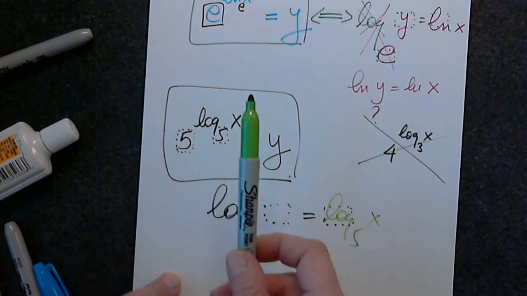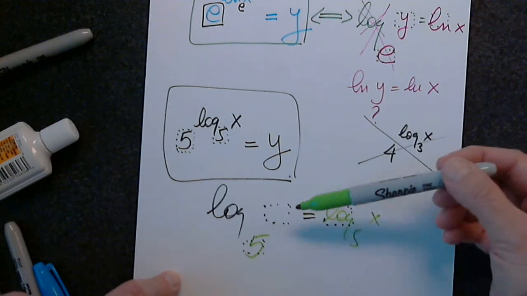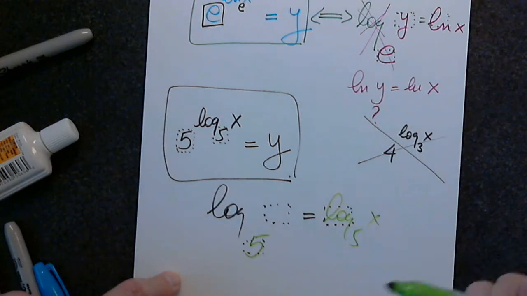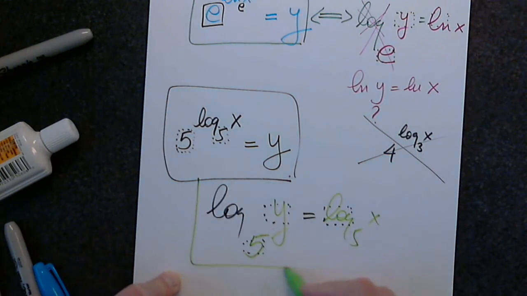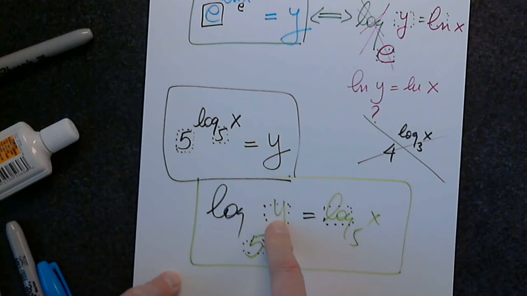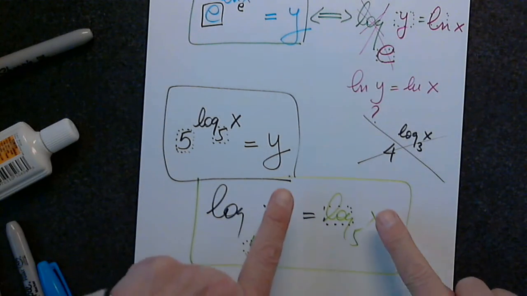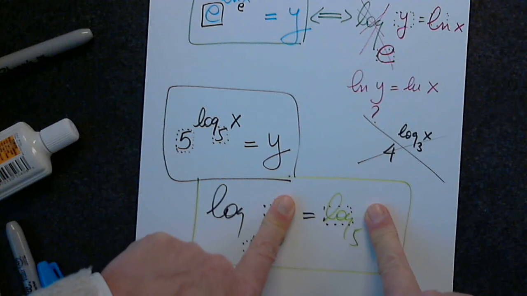So 5 raised to log base 5 of x equals x. And now let's compare these two. They have to be equal. Log base 5 of 3 cannot equal log base 5 of 15. If they are the same and they have the same base, these numbers must be the same. Otherwise, the logs will not be the same.